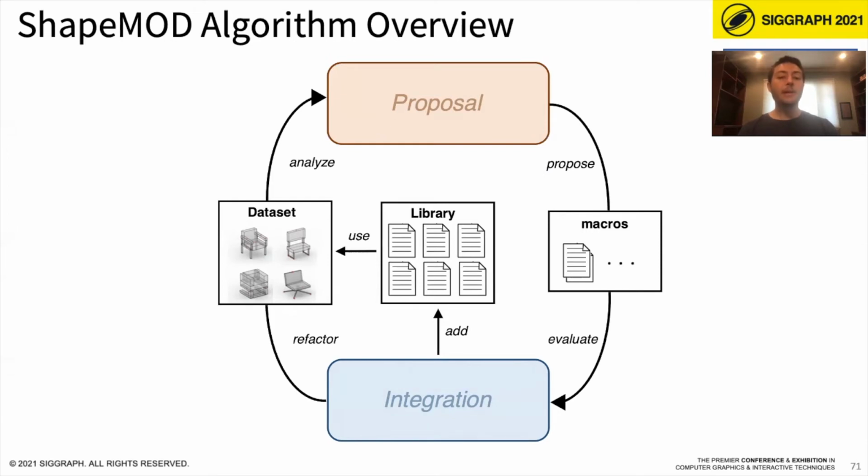These 2 phases can be alternated to gradually grow the discovered library with more complex macros. Our 2-phase approach is inspired by the wake and sleep phases from Dreamcoder.